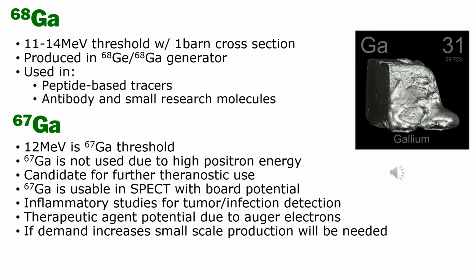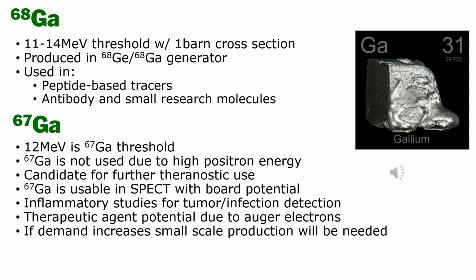Small cyclotrons can produce gallium-68 by bombarding natural zinc and zinc-68 with protons. This is the 1 barn cross-section with 11 to 14 megaelectron volt threshold shown in this slide. This method is less useful than the germanium-68/gallium-68 generator because of the complex solid target development and handling, the required enrichment process of zinc, and the creation of inseparable impurities of gallium-66 and gallium-67 during production.